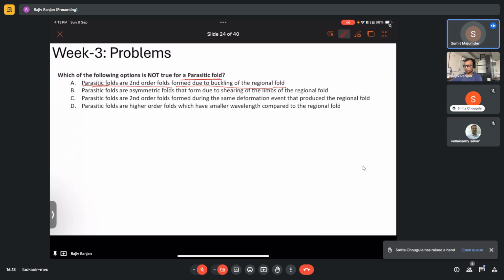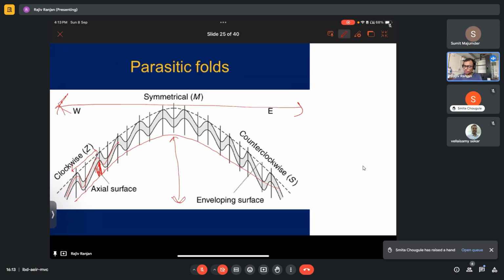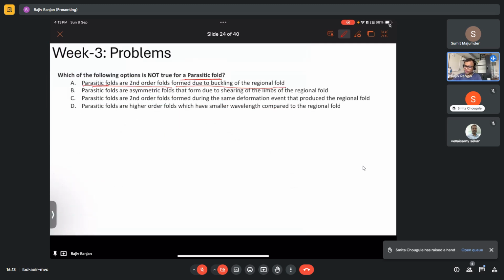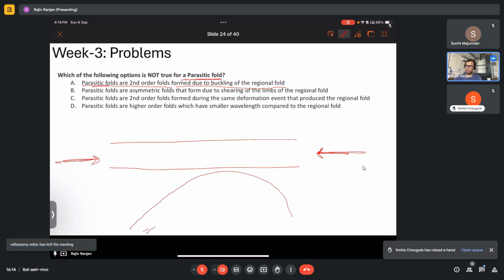Sir, what is the exact morphology? I mean, which comes later, which comes earlier? Okay, I will draw here for you. Suppose you have layers, and suppose you have a tectonic stress orientation in this manner. So what will happen? The buckling will occur, or the folding in simple terms, a fold will occur, right?